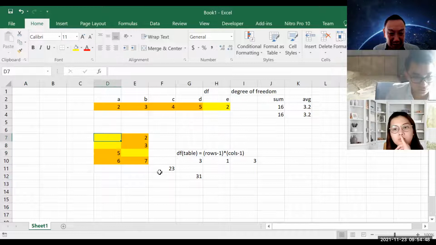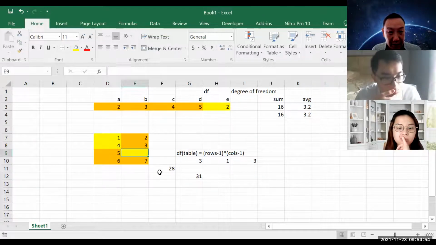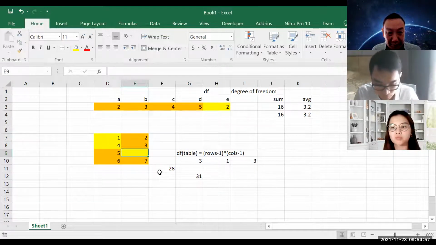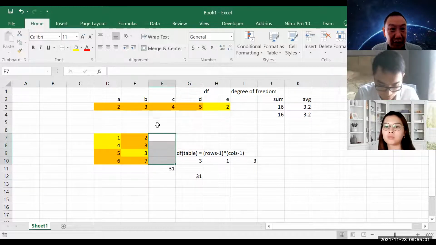Okay. A while ago, 1, 4, how many is this? 3. Right. So I will put the sum here so that you will see also.